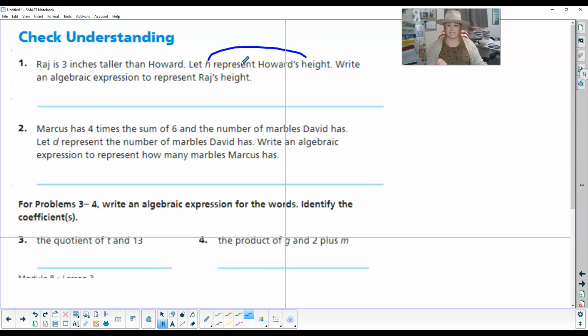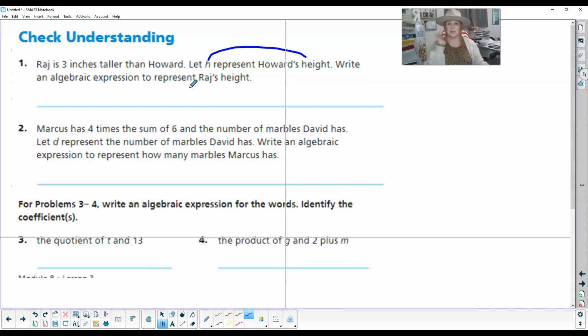So Howard is H for his height. And we're going to write an algebraic expression to represent Raj. So we know if this is Howard, Raj is 1, 2, 3 inches more. If Howard was 60 inches tall, Raj would be 1, 2, 3 taller. He would be 63.